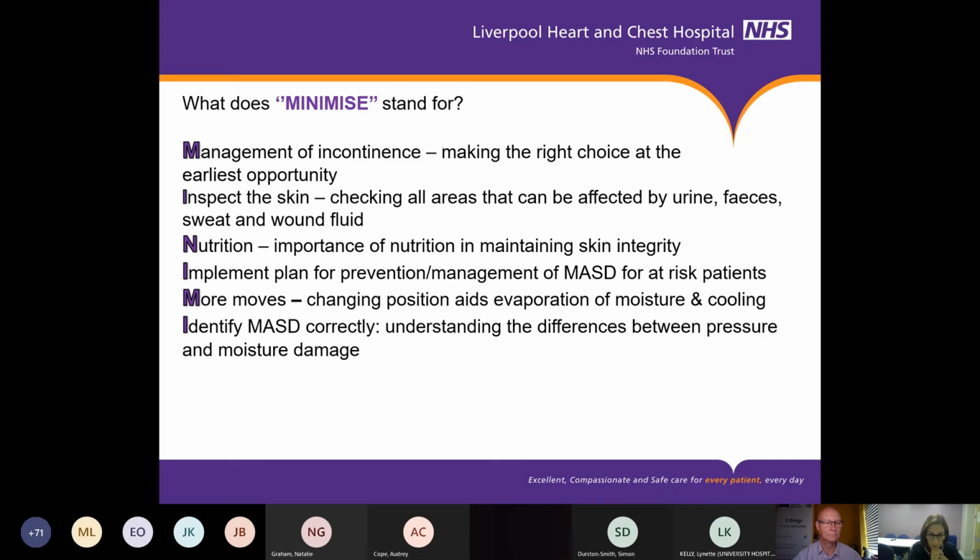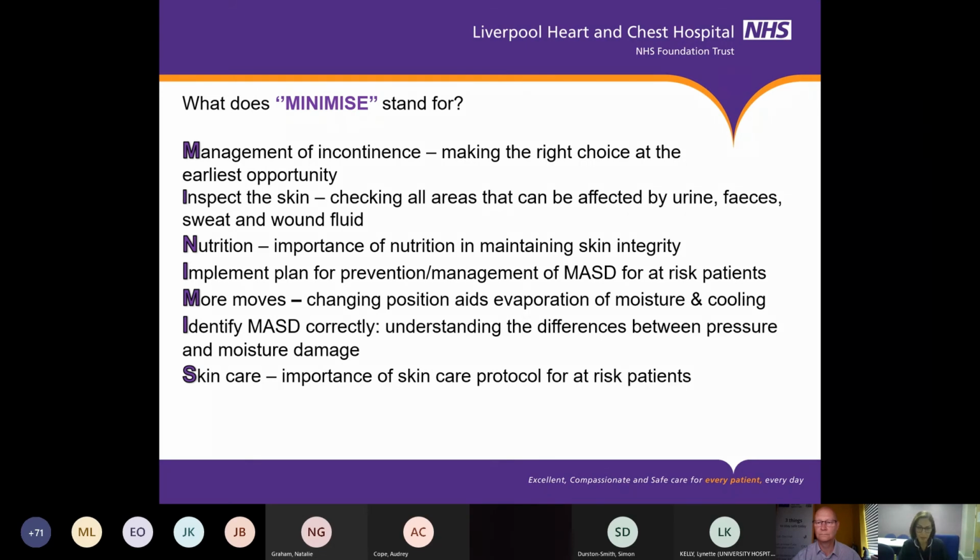So understanding the differences, close monitoring, and there's lots of guides and tools around about to show the differences between pressure and moisture. So the location of it, the size of it, the depth of it, the characteristics of it, that type of thing. And skincare.